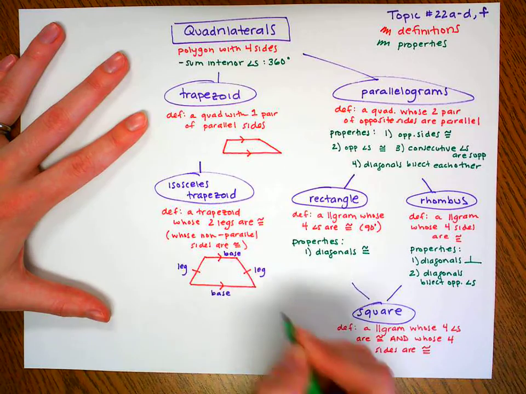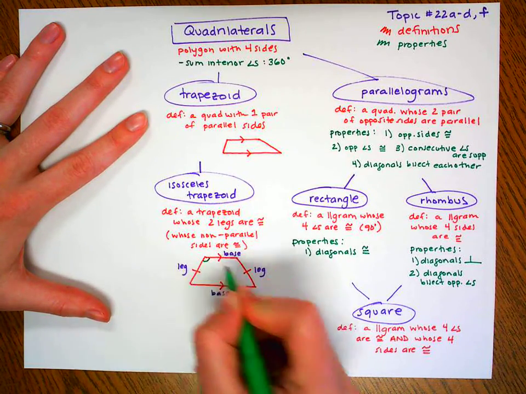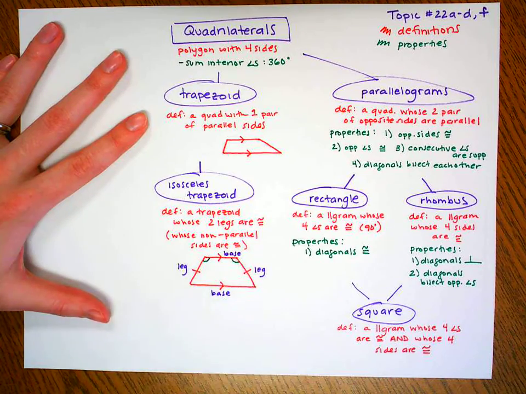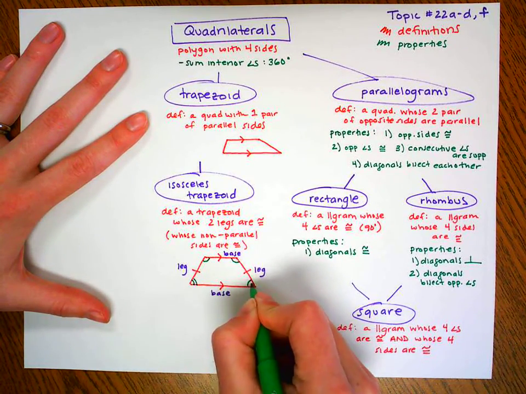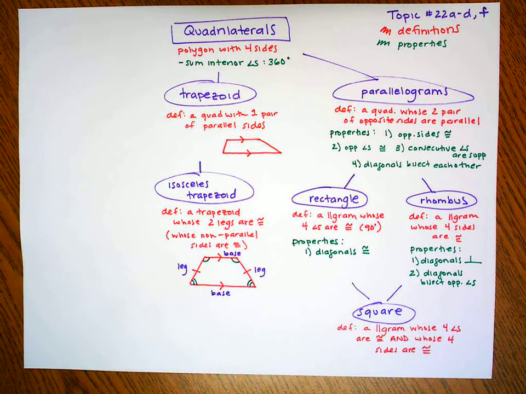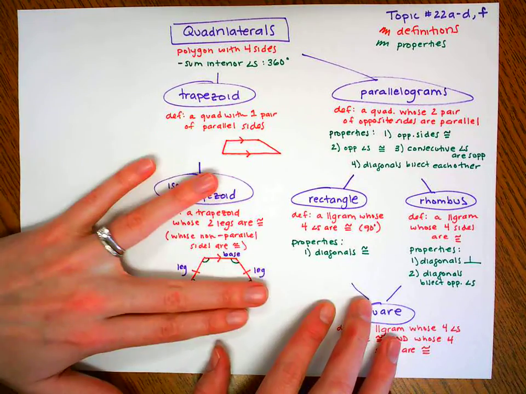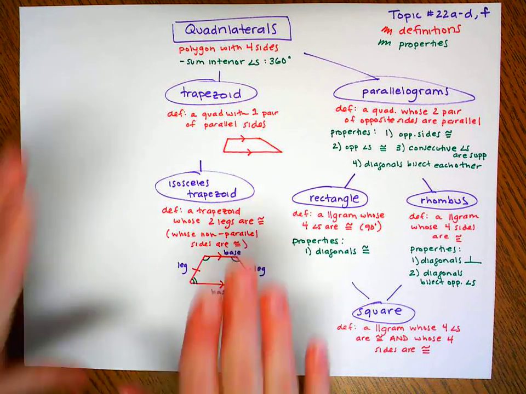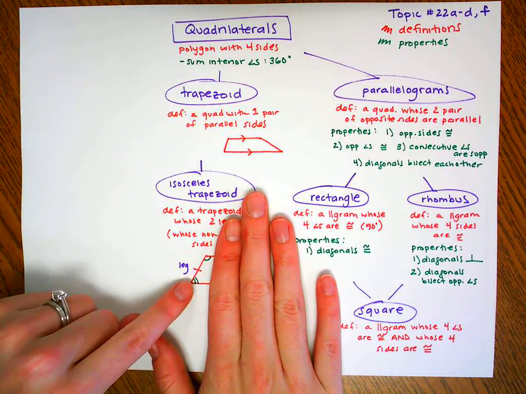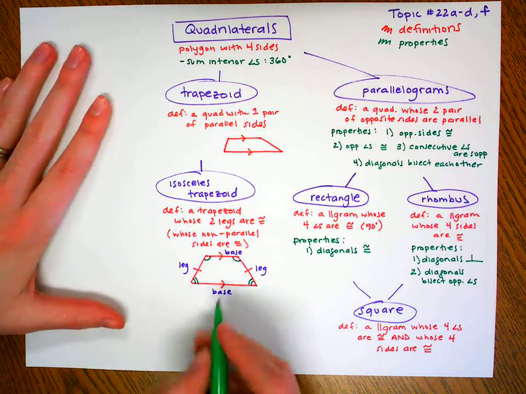Okay. When you have an isosceles trapezoid, these two base angles will be congruent, and these two base angles will be congruent. Okay, we call them base angles because these two angles are on the same base. Those two angles are on the same base. And because of same side interior angles, those two angles are going to be supplementary. So let's do some properties here.